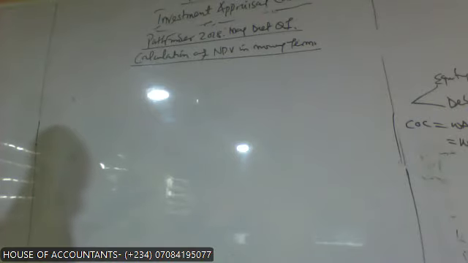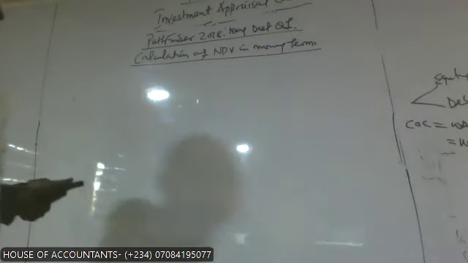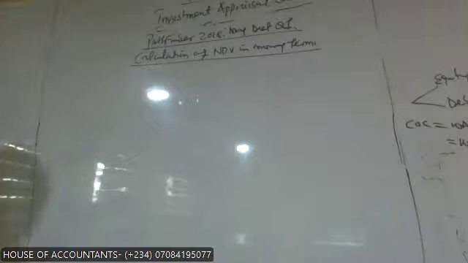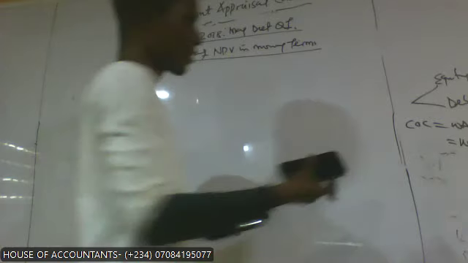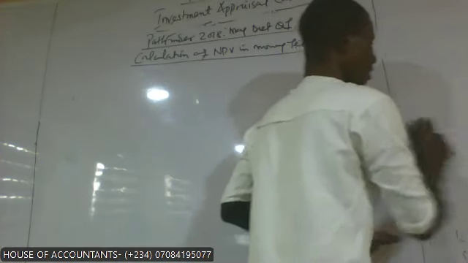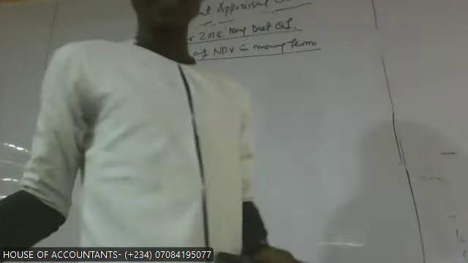The question says an appropriate weighted average cost of capital for the project is 10%. That 10%, is it in money terms or is it in real terms? That is the last sentence of the question. Does it mean real terms? Where do you see real terms? Did they say real terms there?